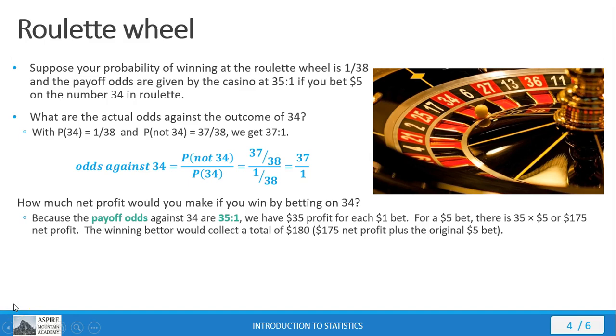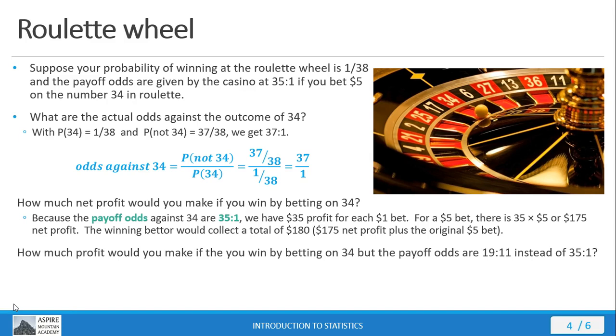However, the winning bettor is going to collect those winnings, the net profit, plus the original bet. So you bet $5 originally, add that to the net profit, that gives you a total collection of $180.